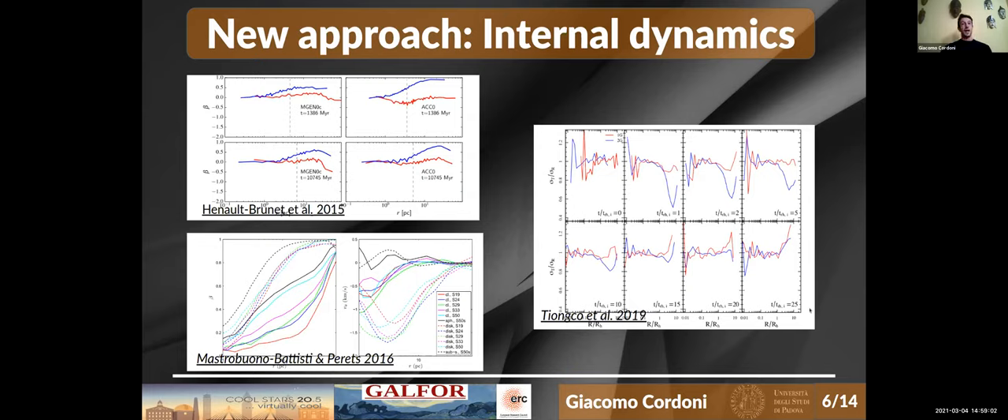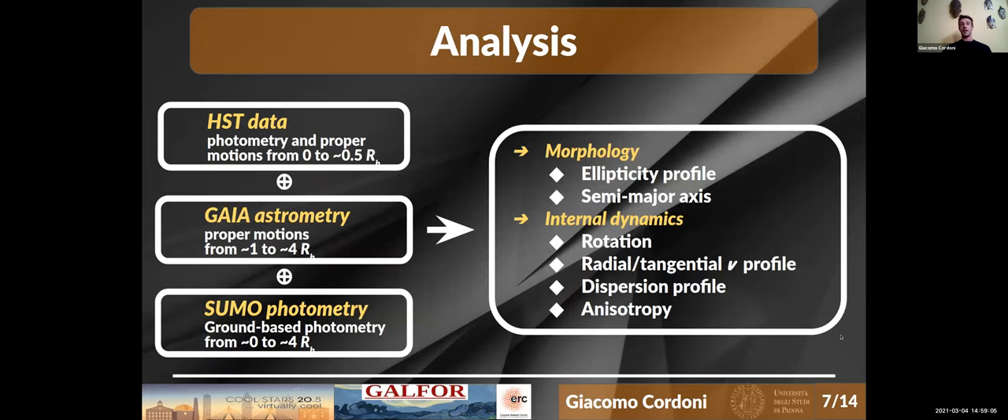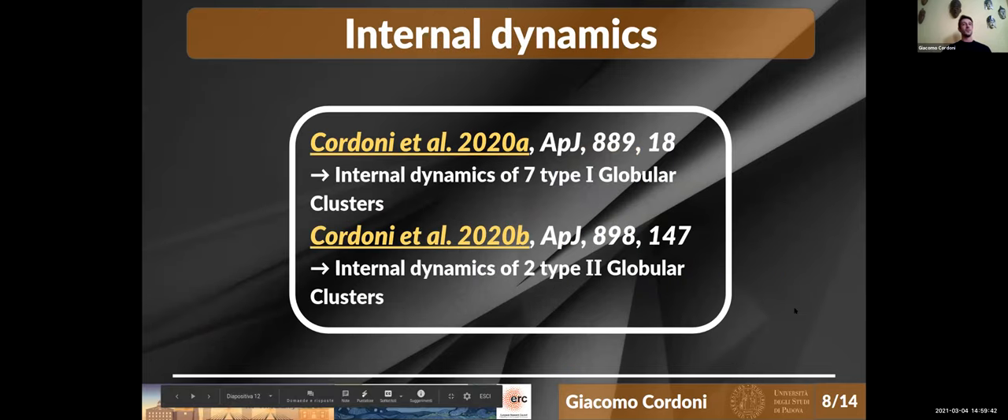Well, actually we can. In particular, thanks to Gaia DR2 and now Gaia EDR3, we have very accurate proper motions for a huge number of stars, so that we can study the dynamics of stars belonging to globular clusters over the whole cluster field. What I did in my work is combine three different data sets: HST photometry and astrometry to study the innermost region of the clusters, together with Gaia DR2 and ground-based photometry to study the outermost region. We analyzed a sample of 9 galactic globular clusters, composed of 7 type 1 globular clusters and 2 type 2 globular clusters, which are Omega Centauri and M22.